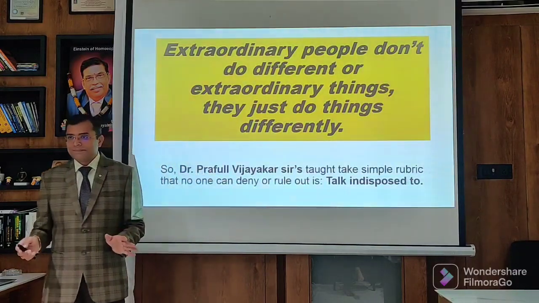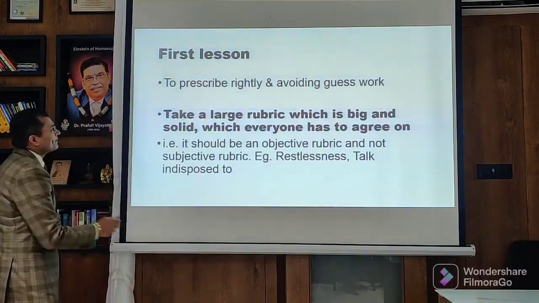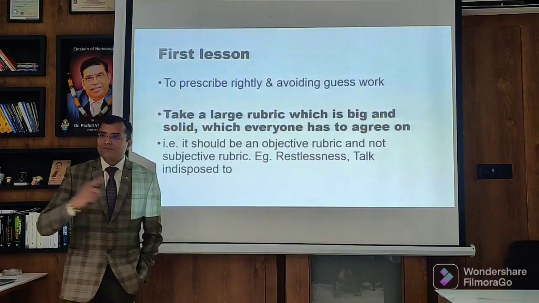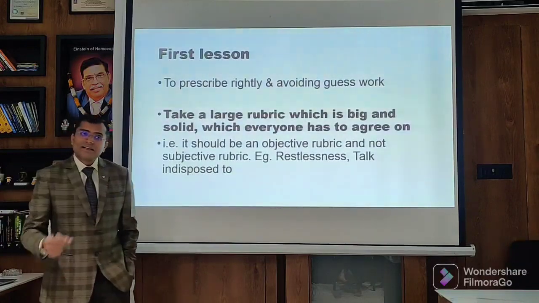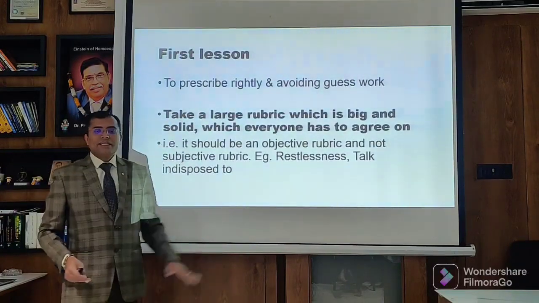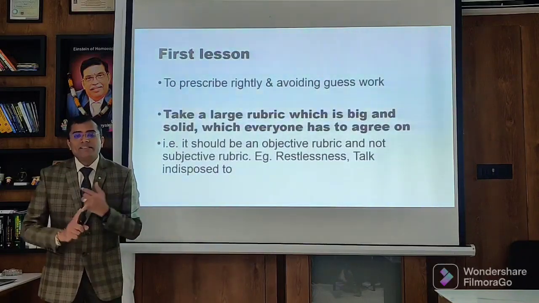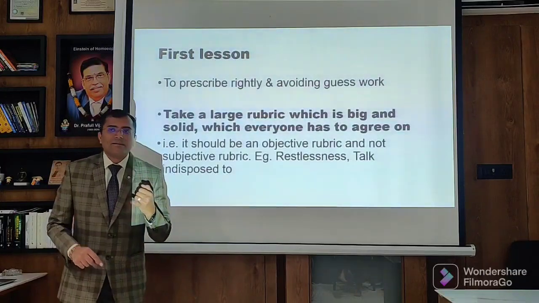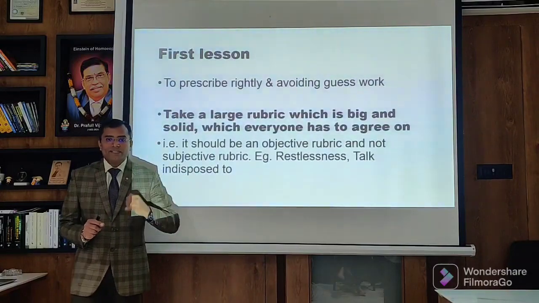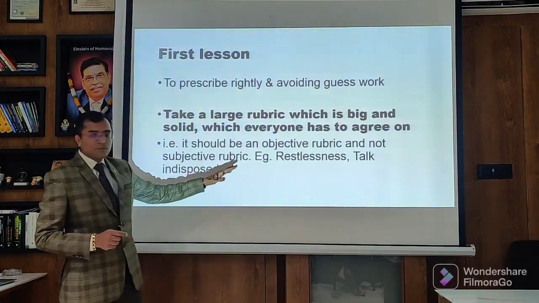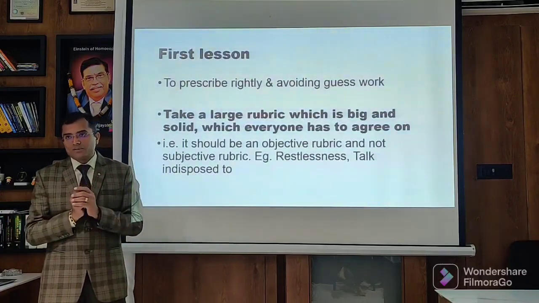So what was the rule? The rule in repertorization: the first lesson is to prescribe rightly and avoid guesswork. You know what we are doing? The guesswork. This can be the possibility, this can be this, this can be this. These are guesswork. To prescribe rightly and avoid guesswork, the first thing is to take a large rubric, which is big and solid, and which everyone has to agree on. Are you getting me? Very important and simple rule. For example, it should be an objective rubric. So talk indisposed, everyone can see that this person does not wish to talk.